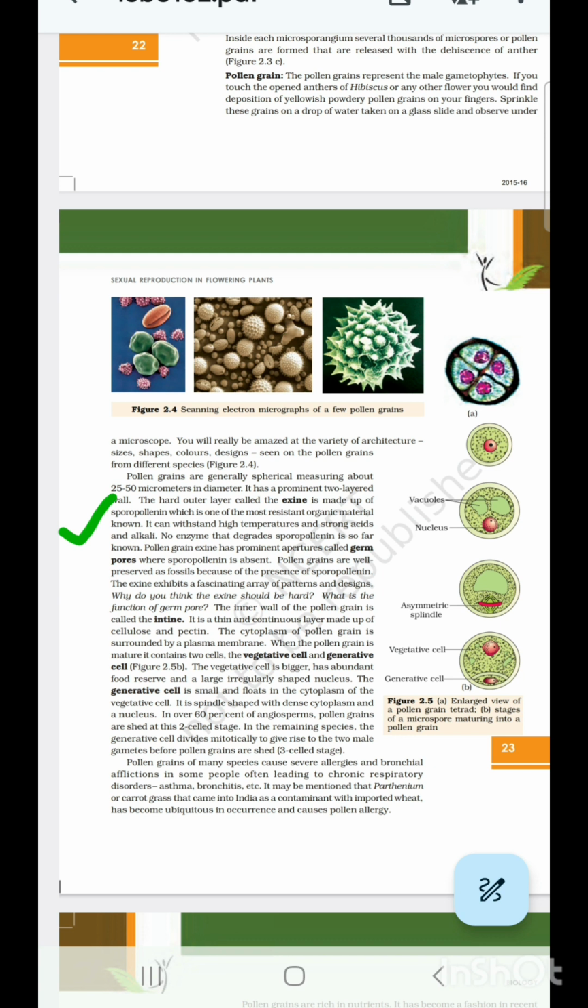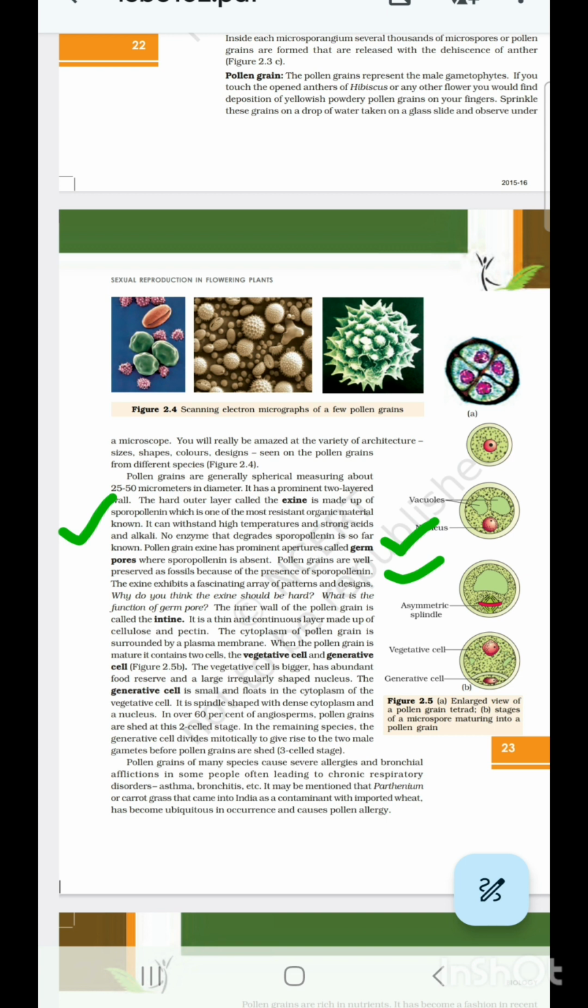Pollen grain exine has prominent apertures called germ pores, where sporopollenin is absent. Pollen grains are well preserved as fossils because of the presence of sporopollenin, because it is very strong and cannot be biodegraded easily. Then the inner layer is known as intine. It is a thin and continuous layer made up of cellulose and pectin, that means pectocellulosic in nature.